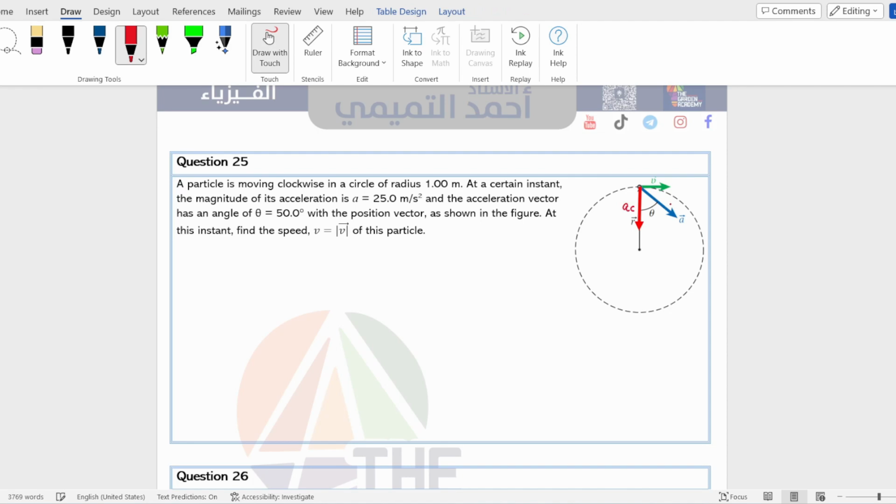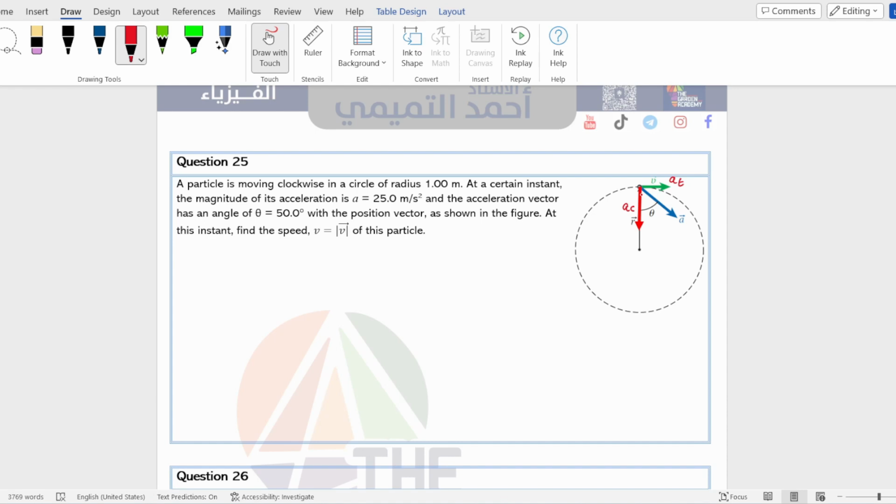But as you can see, if this is the tangential acceleration and this is the centripetal acceleration, between them we will have the magnitude of the acceleration. Using the Pythagorean theorem we can find A. How can we find the centripetal acceleration? Why do we need it? Because we want to find V. Now, if we can find the centripetal acceleration, then we can simply find V. Why? Because the centripetal acceleration is equal to V squared over R.